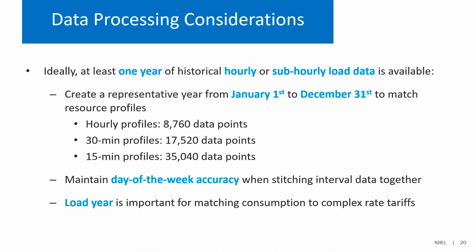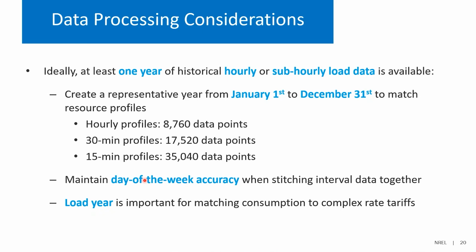So, some initial data processing considerations. We take in 1 year of historic hourly or sub-hourly data. This should really be from January 1st to December 31st, because I know sometimes hourly data could be obtained for any period, maybe just from February of 2021 to March of 2022. After the site obtains this data, they would concatenate it to create a representative year profile from January to December. This is so that it matches with our resource profiles, since we're modeling this full year. The PV profiles, for example, would really go from January to December, and we want to match that and best align it with the loads that are inputted.